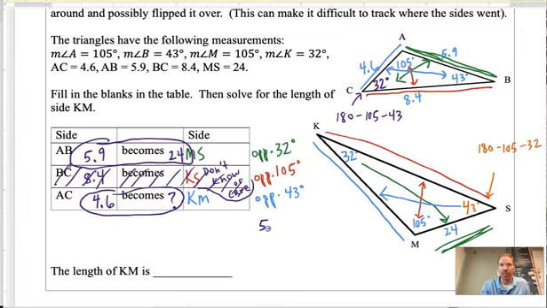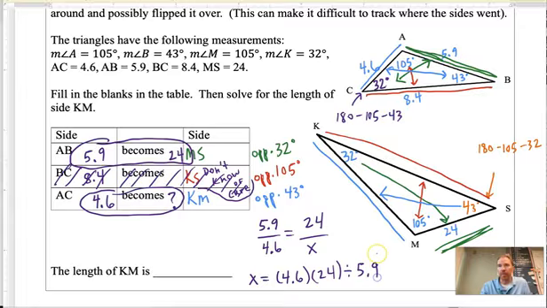So I can say 5.9 over 4.6 is equal to 24 over however you want to represent that. We do not know side KM. And now I've got a proportion. I can just cross multiply and divide. I don't know that this is going to work out nicely, but multiply diagonally, 4.6 times 24, divide by the third number, and what does that come out to? I've got to punch it into the calculator here because I don't have a cheat sheet right now. I come up with, it's about 18.7.